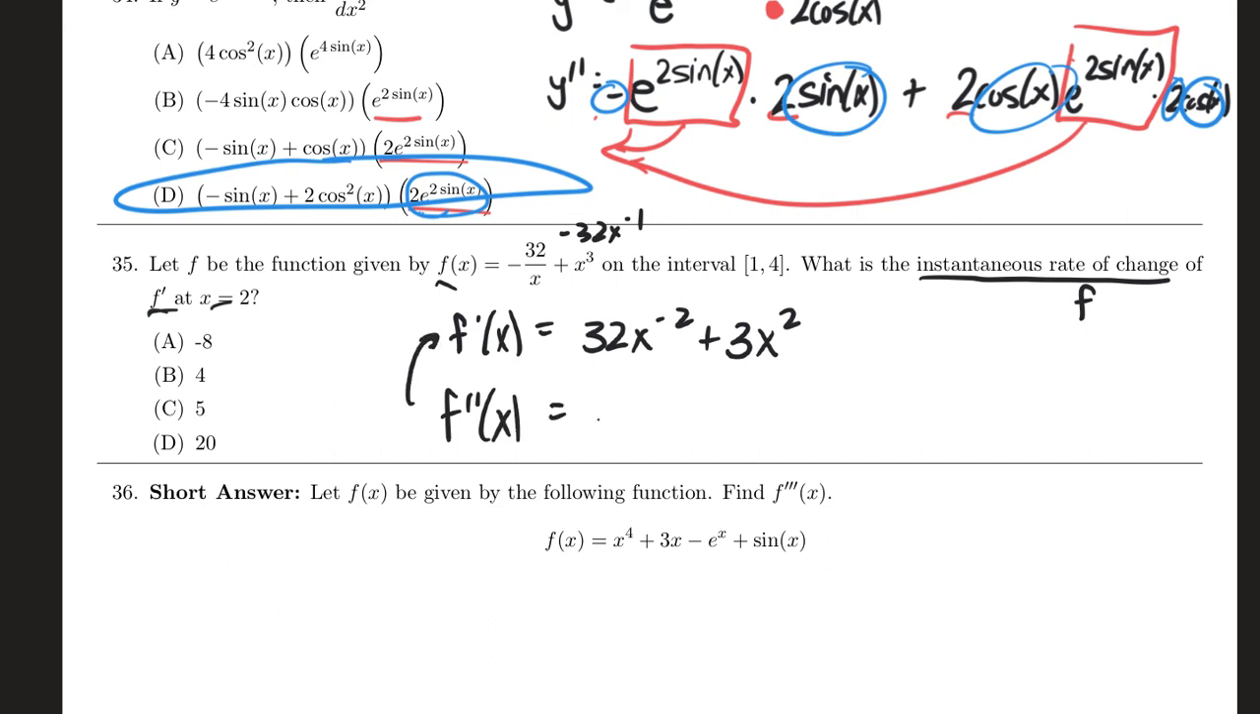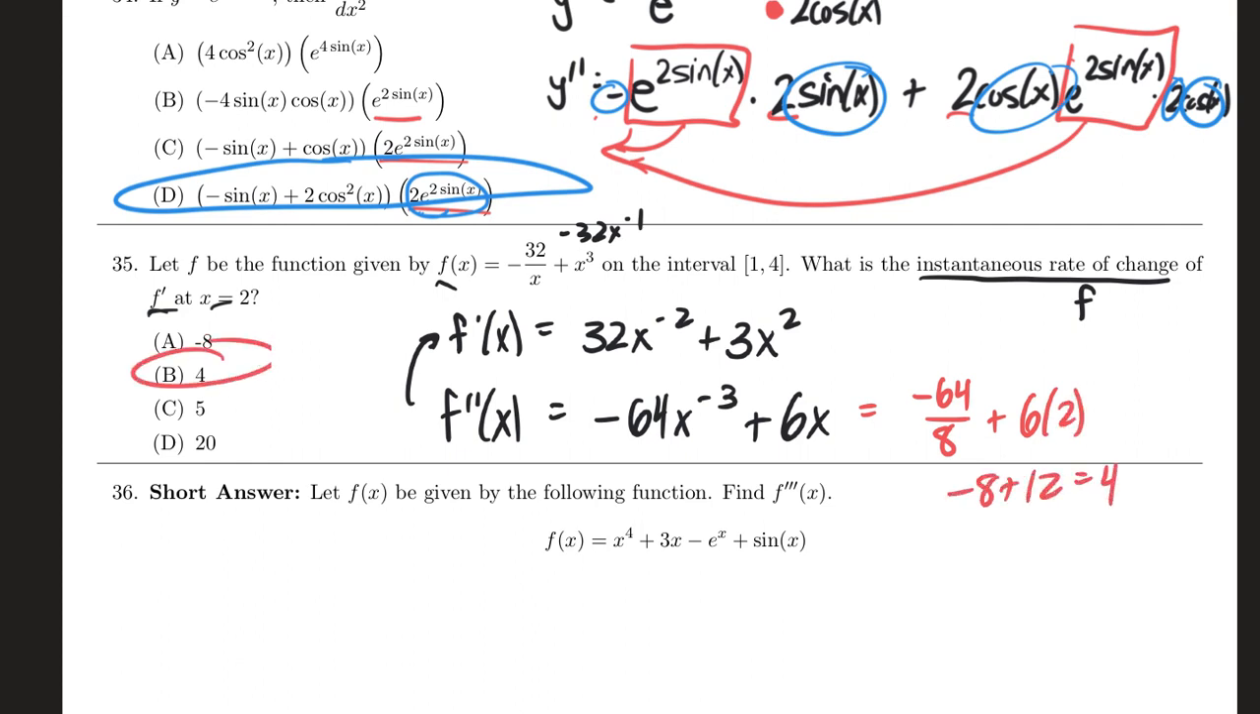So that's going to be negative 64 x to the negative 3, plus 6x. And now I plug in 2. Negative 64 over 2 cubed, which is 8, gives negative 8, plus 12, which is 4.